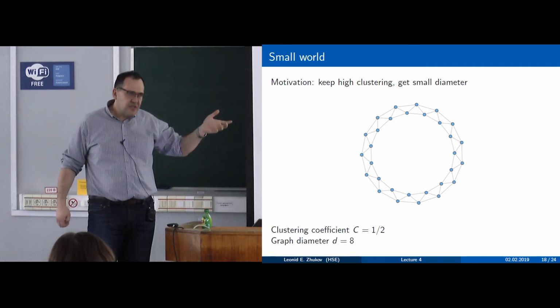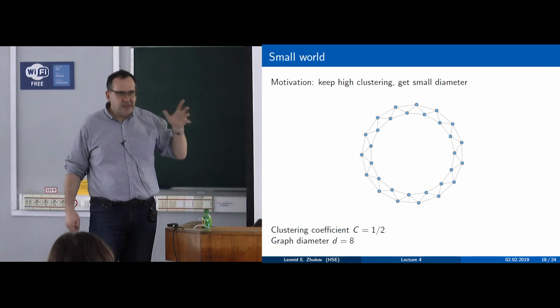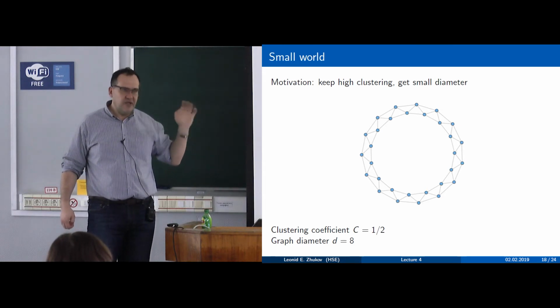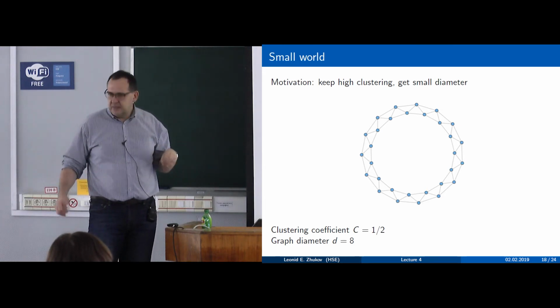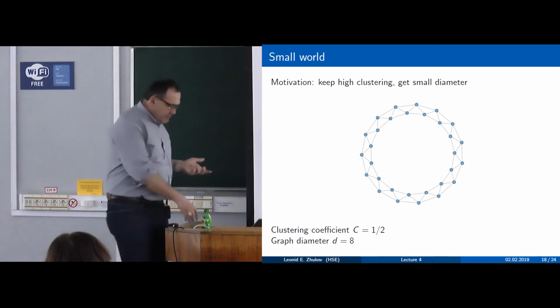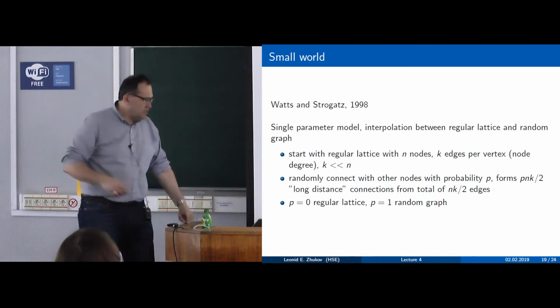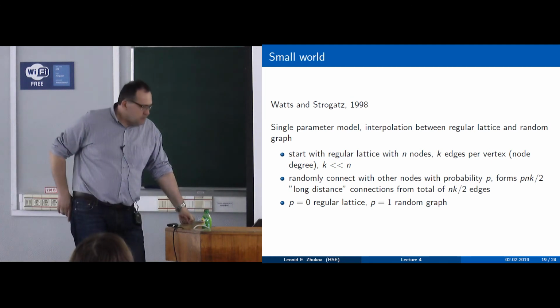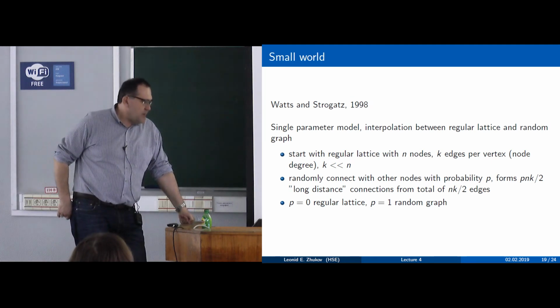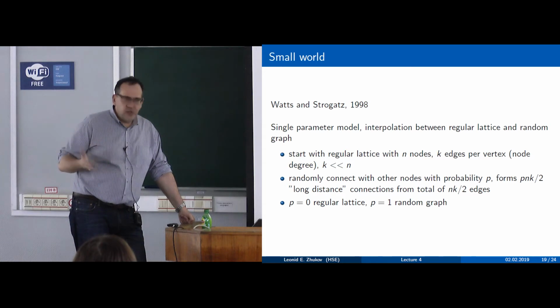Then you keep the number of edges, you get long-range connections, you break a little bit local triangles, but that's fine as long as you don't break a lot of them. Make sense? Okay. So that pretty much was the idea. That's what Watts and Strogatz came up with. And it's a single parameter. This parameter is actually the probability of forming a long-range connection.